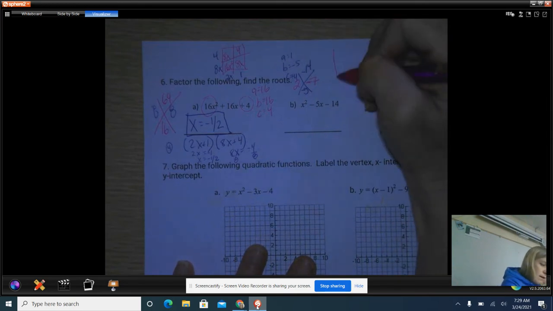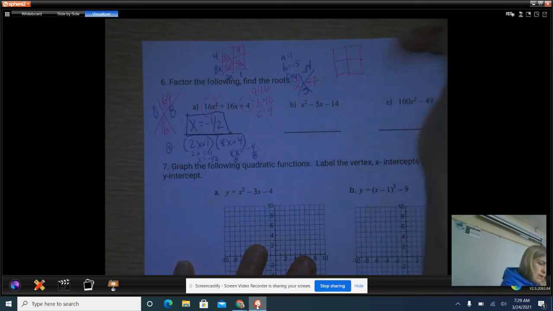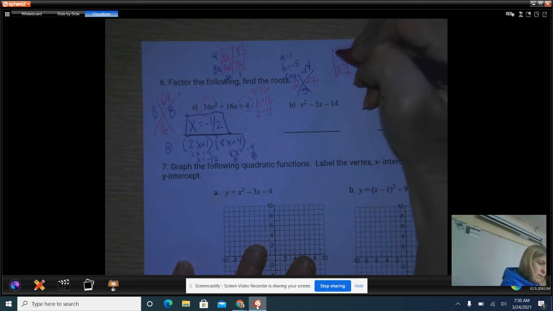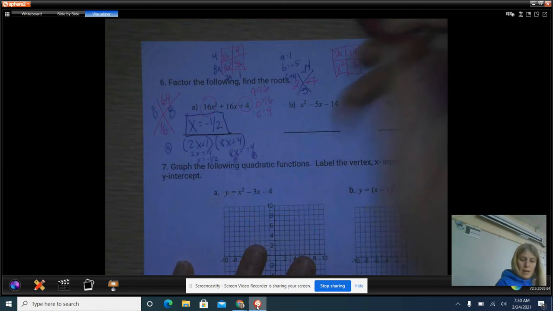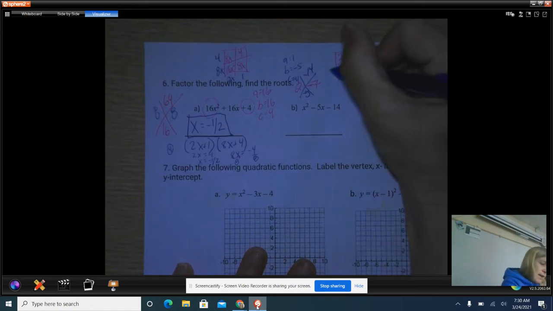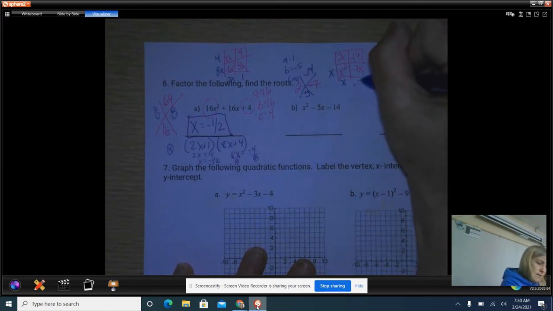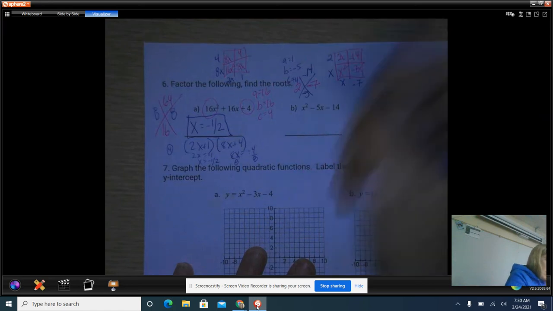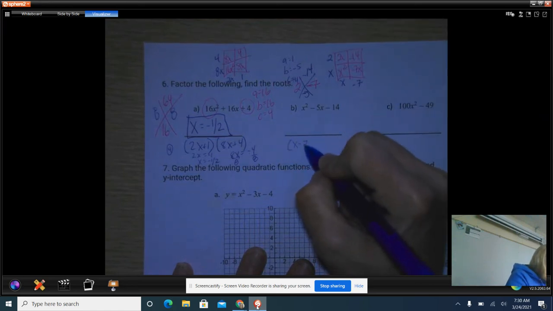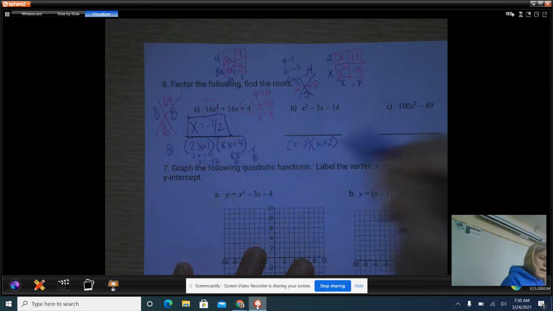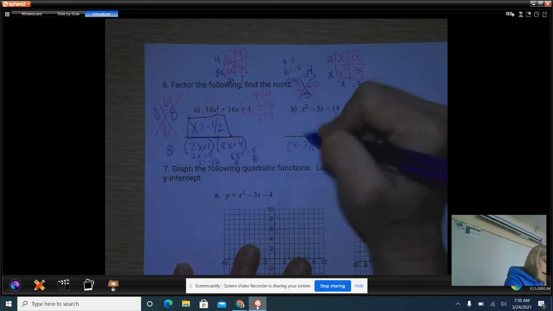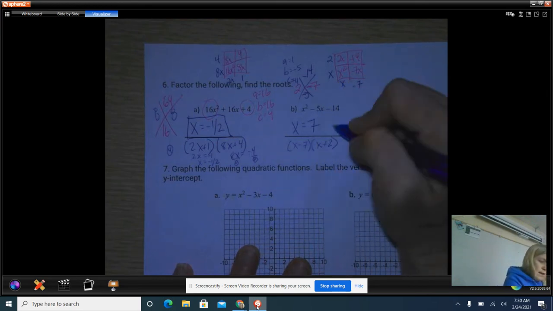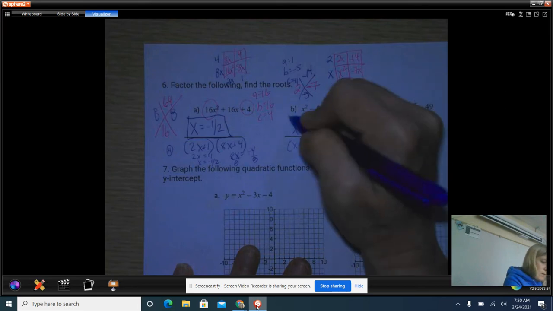So I go to my generic rectangle. I have my x squared in my bottom left, my -14 upper right, and I have a 2x and a -7x. Now I'm going to go ahead and factor that. I have an x times x times -7, x times 2. So my product form is x minus 7 times x plus 2. I set them equal to 0 and solve, and I have a root of 7 and a root of -2.